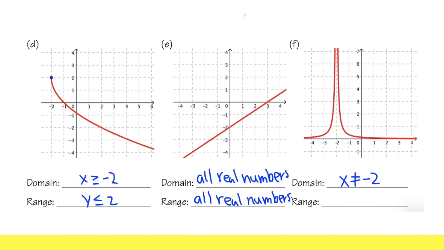And for the range, well, you see here is the x-axis. The graph is always above the x-axis. So we will just write y is greater than 0. It's always above the x-axis. So that's it.